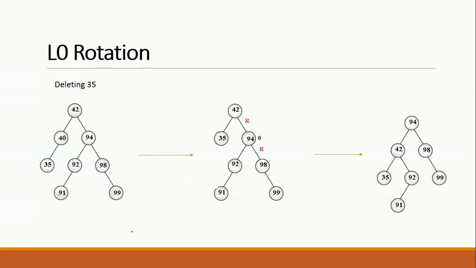Let me consider the L0 rotation. First, suppose in this given AVL tree, I want to delete this node 35. Now currently, what is the balance factor here? Let me figure out. It is 0, that is plus 1, that is 1, 2, 3, and it is 2 minus 1. So everything is fine here, that is 0 to be precise. This is the balance factor, everything is fine, the rest of the nodes seem fine without any issue.